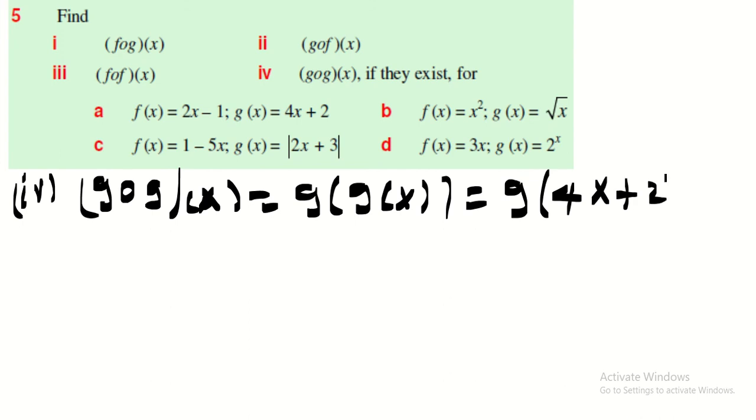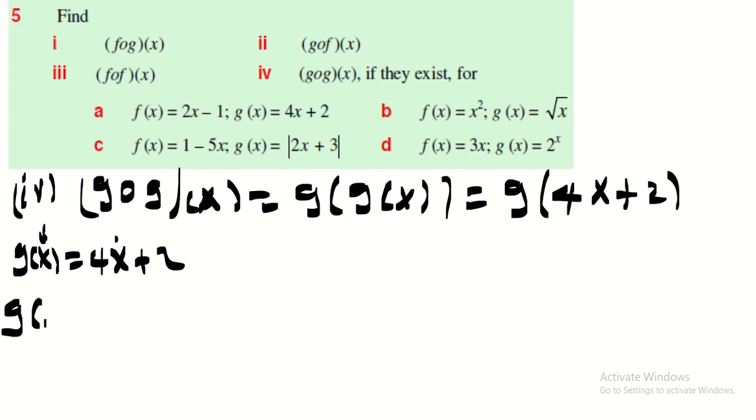4x plus 2. So again, like I said, what's g of x? G of x means 4x plus 2. So whatever the variable here, it is to be multiplied by 4, then add 2. So like again, g of grade 11 student means 4 times the 11 student, then plus 2.